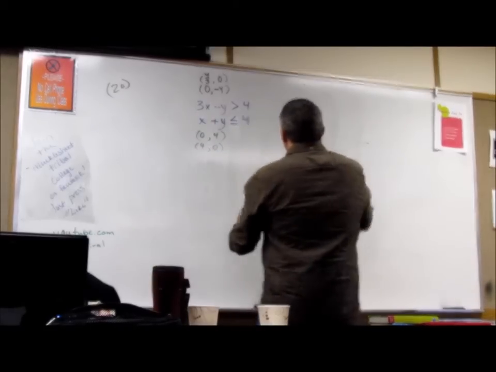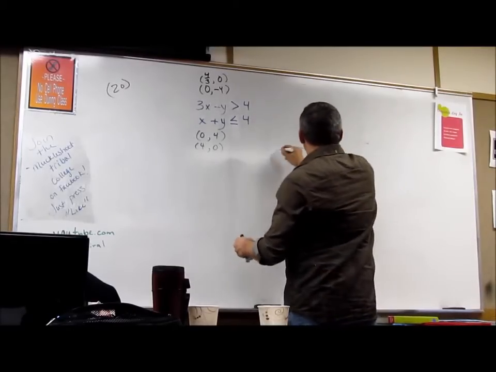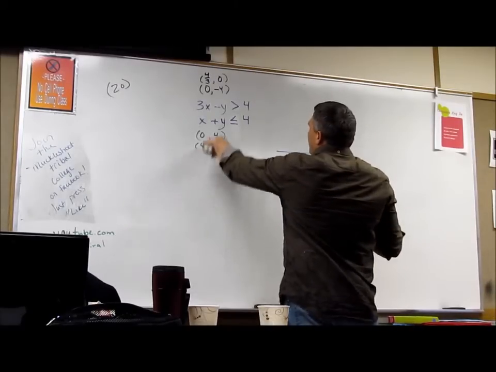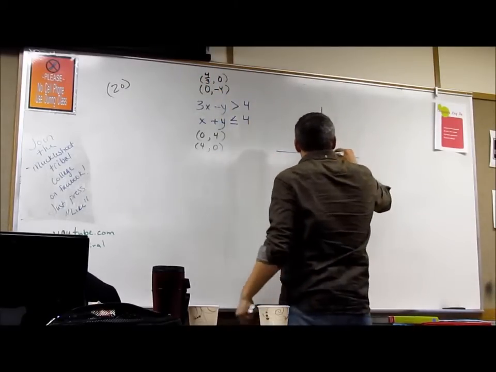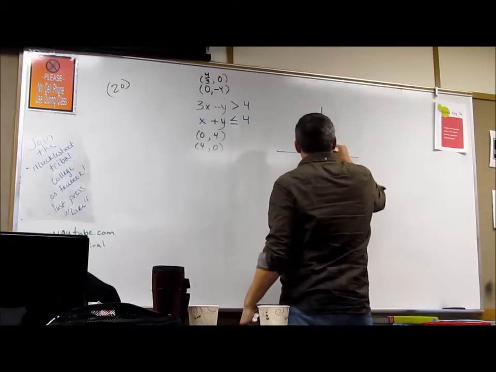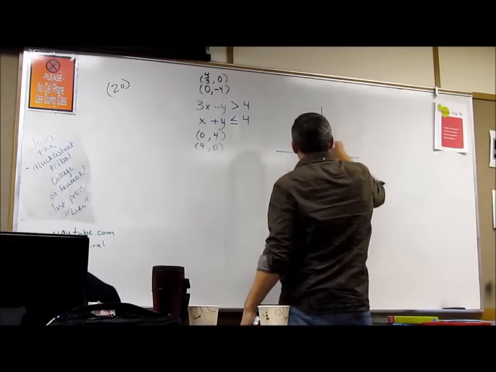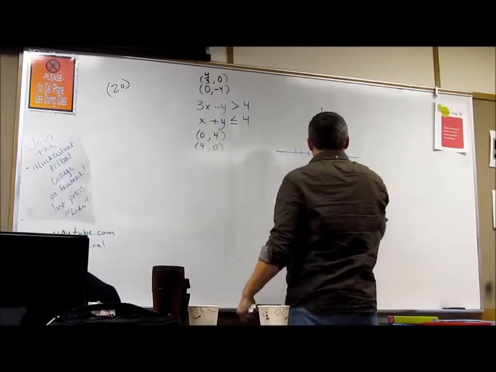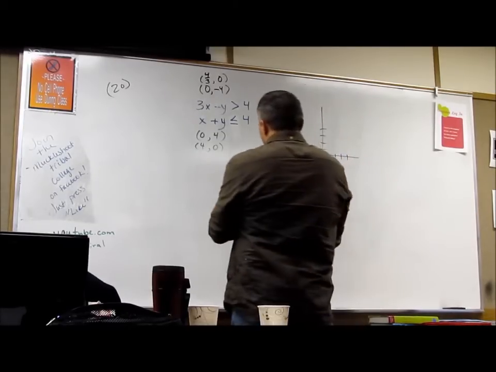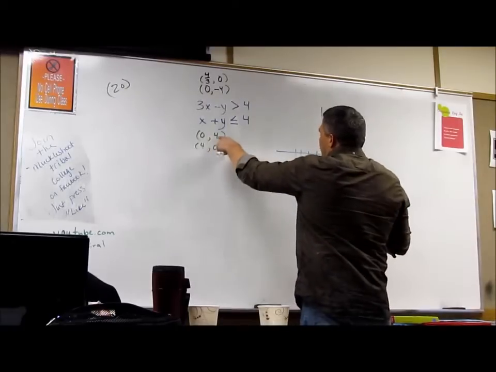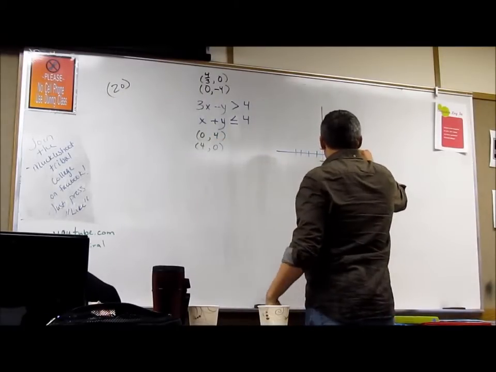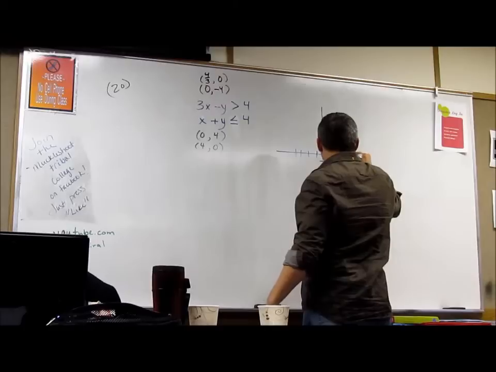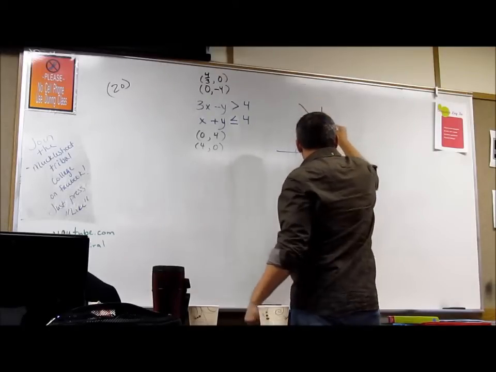Then I'm going to use this color to draw my graph. And I'm going to use 4, 4. So 4 will work. 1, 2, 3, 4. And then I'm going to color these in. 0, 4, that means up 4. And then 4, 0 would be out 4. And I draw my line.